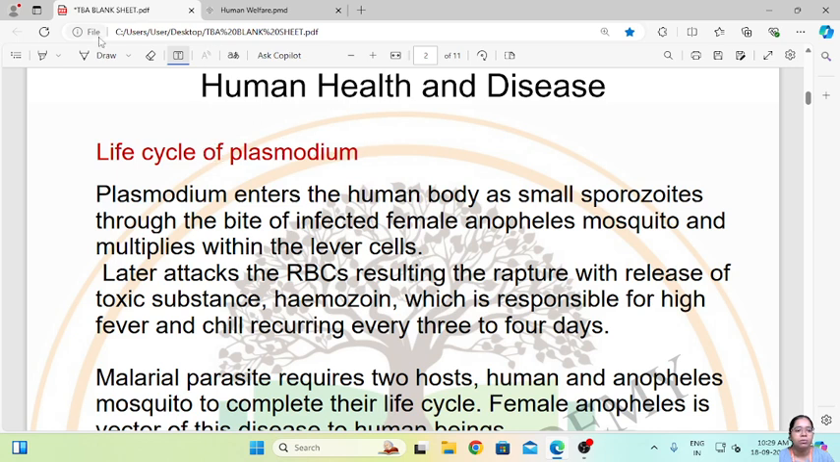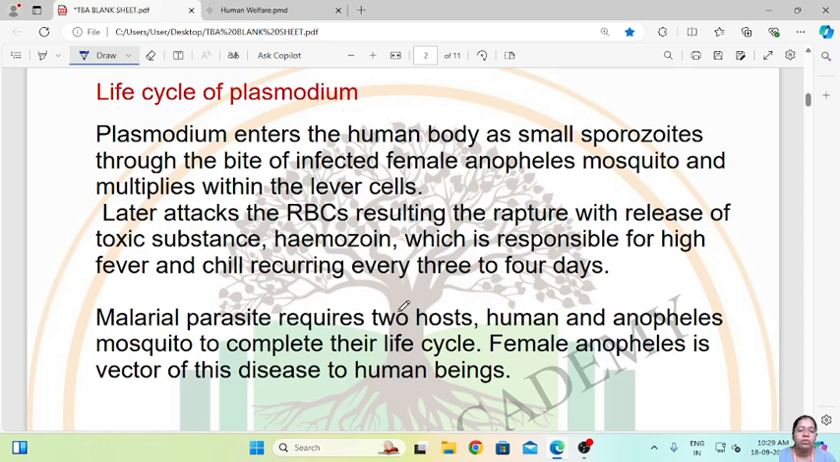So the life cycle of Plasmodium. Plasmodium enters the human body as small sporozoites through the bite of infectious female Anopheles mosquito and multiplies within the liver cell. Later it attacks the RBCs, resulting in rupture with release of toxic substances, that is haemozoin, which is responsible for high fever, chills recurring every 3 to 4 days. Malaria parasite requires two hosts, human and the Anopheles mosquito, to complete its life cycle. The female Anopheles mosquito is the vector of this disease to human beings.